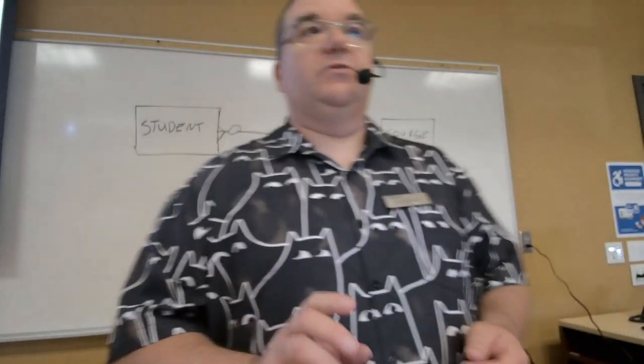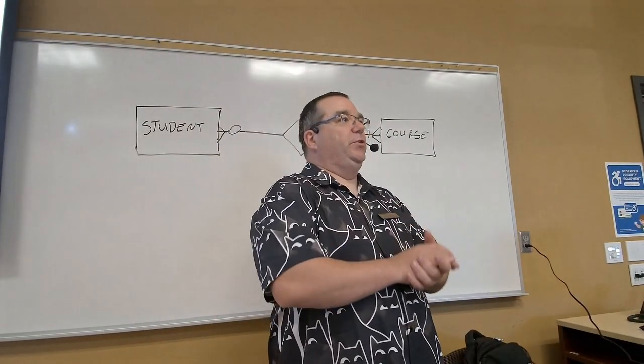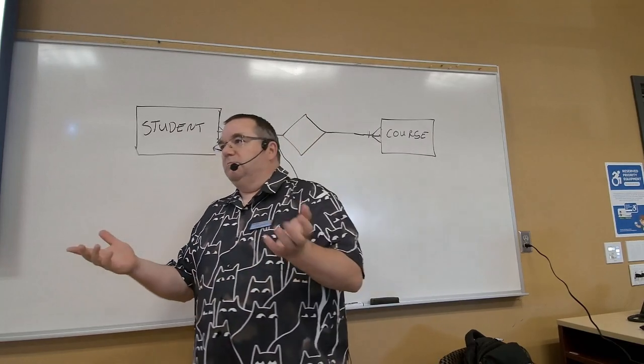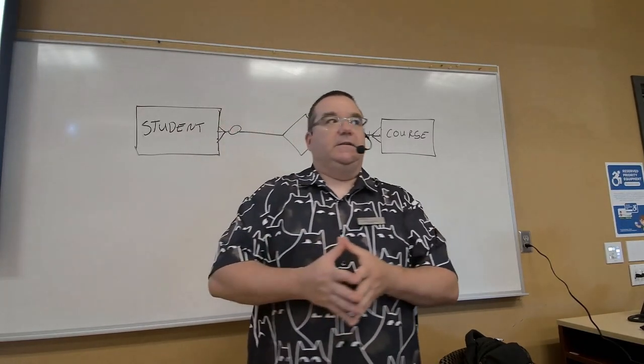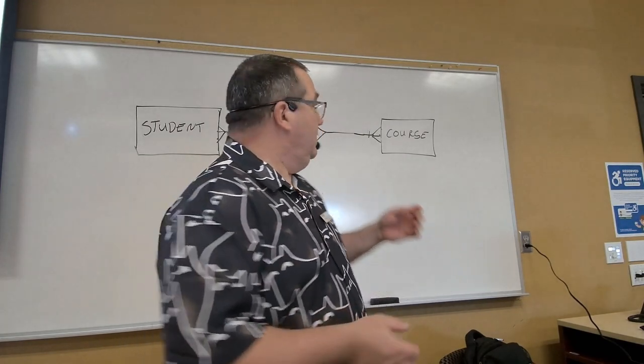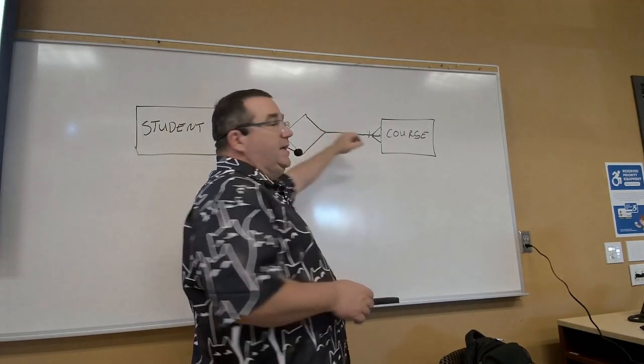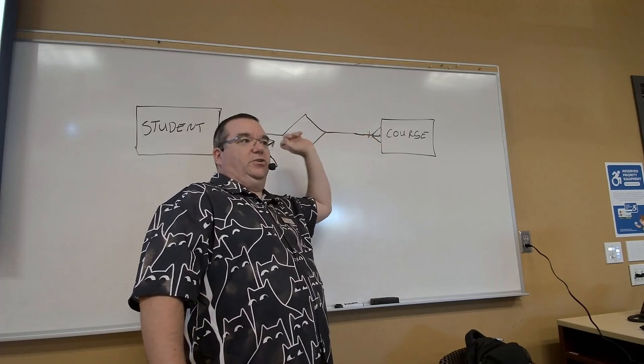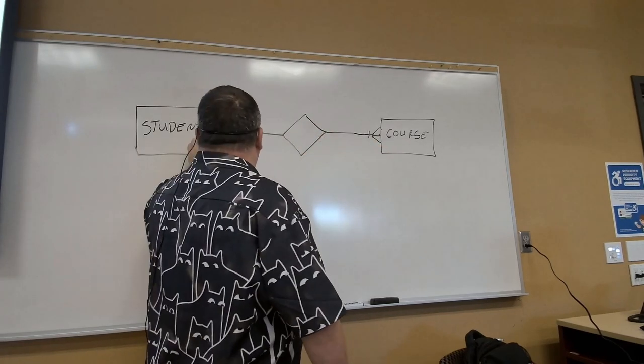So any questions about the symbols we're using? Concept-wise, they're not that complicated. The hardest part, like I said, will be for most students is learning which end the symbol is supposed to go on. Because at first you're learning and you're thinking, oh, you know, the one to many thing.